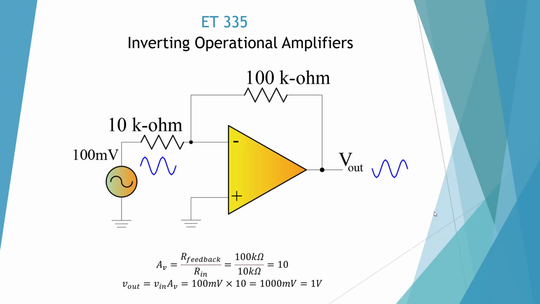Here's an inverting operational amplifier with resistor sizes. Our gain is going to be 100 k ohm divided by 10 k ohm, which is going to be a gain of 10. We take that voltage gain and multiply it by our input voltage, 100 millivolts. So 10 times 100 millivolts is 1,000 millivolts, and we can convert that to 1 volt. So we multiply that input voltage by our gain, which is 10.